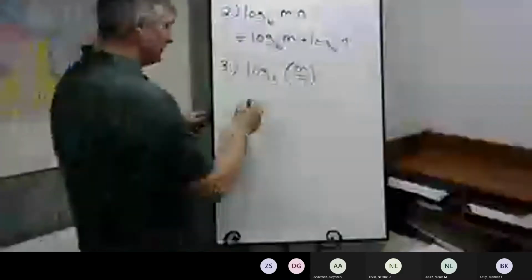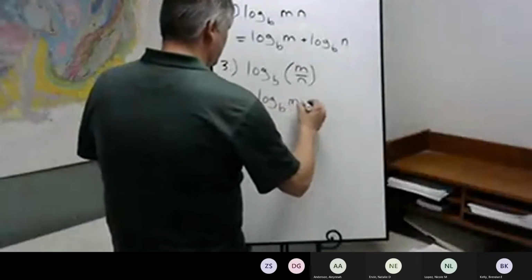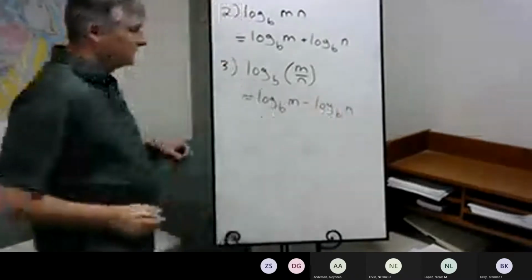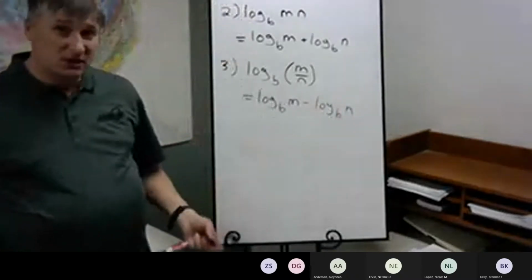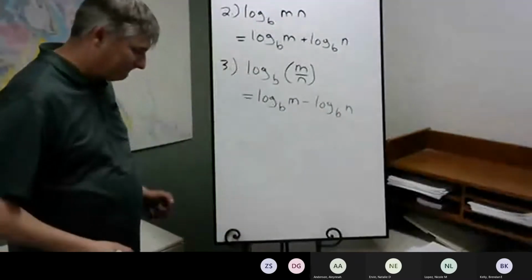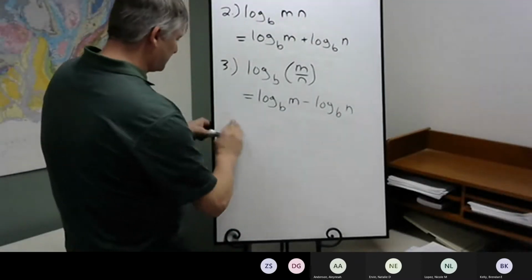Log of a quotient, log base b of m minus log base b of n. The log of a quotient is the difference of the logs. And there's a version of this.